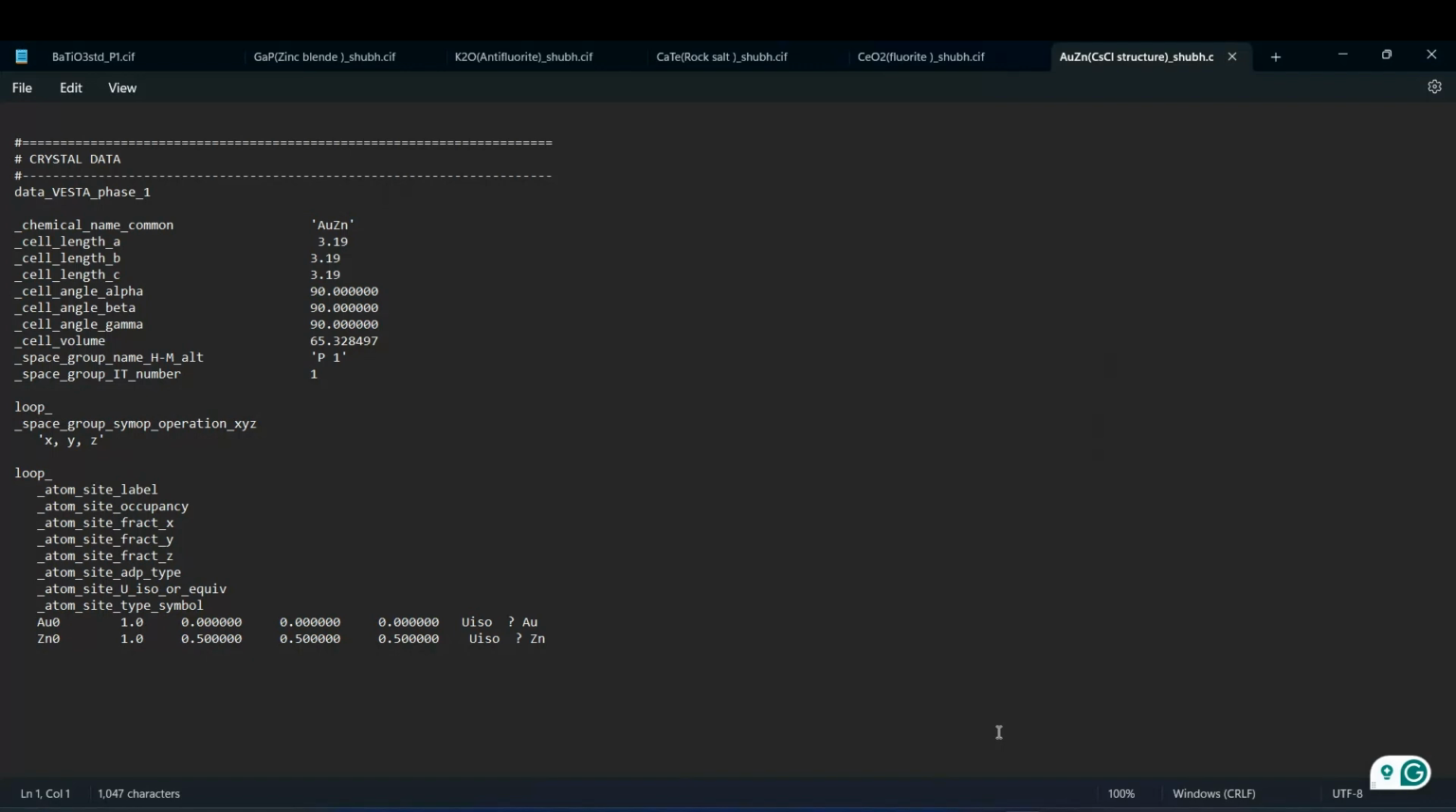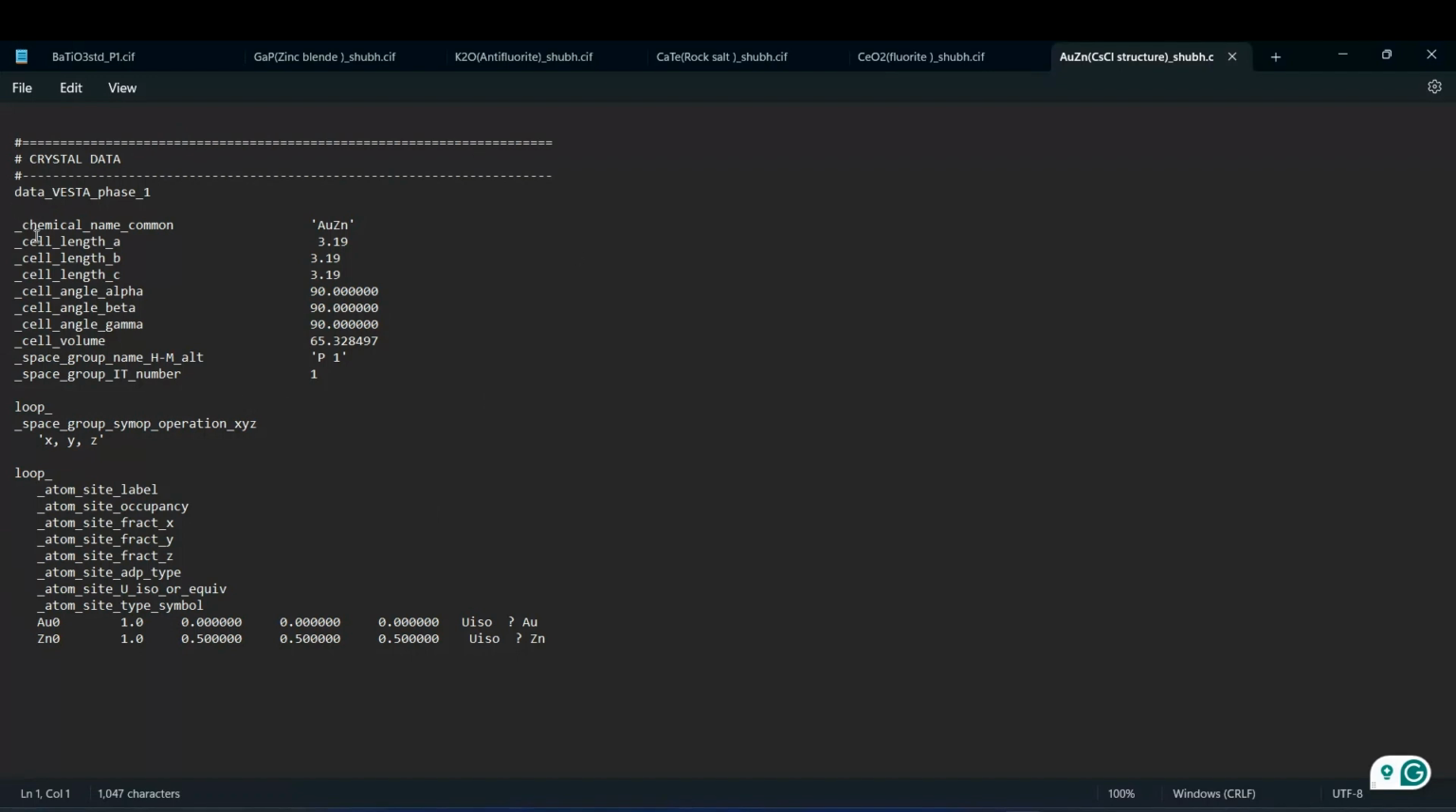Basically, we are given the CIF file of the BaTiO3 crystal, and we have to modify it to get the structures of different compounds, different crystals. So let's start with what the contents of this CIF file are.